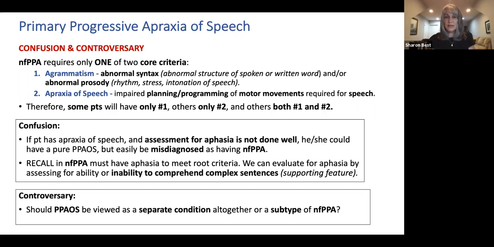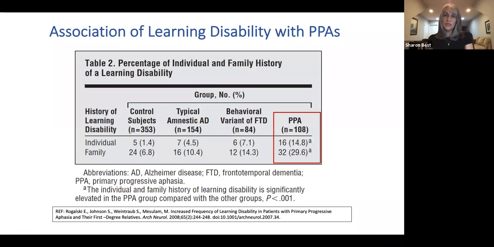So how would you tease that out? You would check for word comprehension. You would check for aphasia. And you could do that by asking them to follow a 3-step command. That's something of a complex sentence. You can do that by picture naming or in some way discerning and teasing out that they actually know the meaning of that word, even though they may not be able to say it correctly. So there is some controversy as to whether primary progressive apraxia of speech should be a separate condition altogether or a subtype of non-fluent PPA.